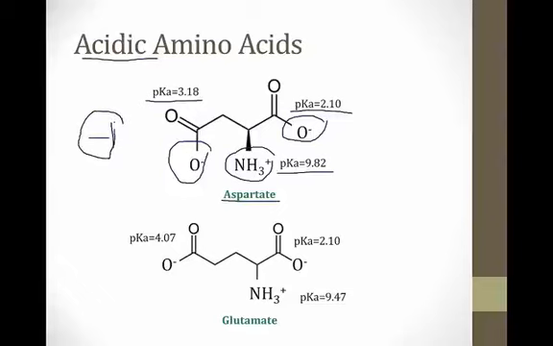This also means that overall this molecule will donate one hydrogen atom to solution, and anything that donates hydrogen atoms to solutions is an acid that tends to lower the pH. And both aspartate and glutamate behave in this manner at plasma pH.